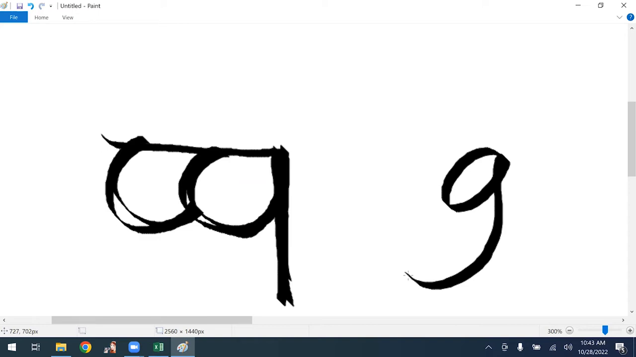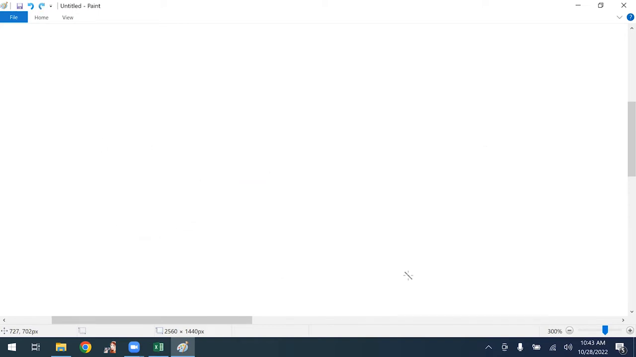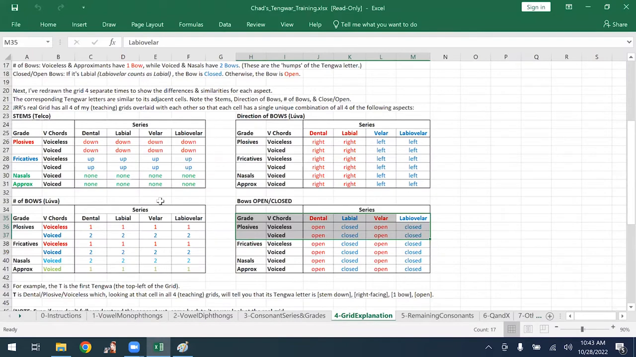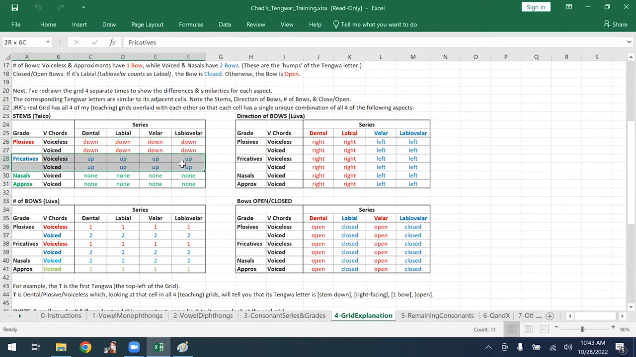Make sense? All right. Okay. So since you get what we're doing here, let me show you a little bit of a pattern. You'll notice every plosive, the stems are down. Every fricative, the stems are up. The other ones don't have a stem.